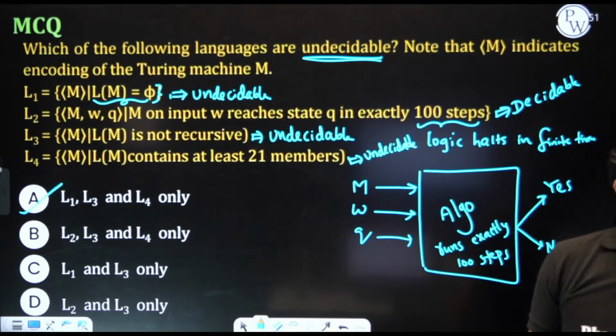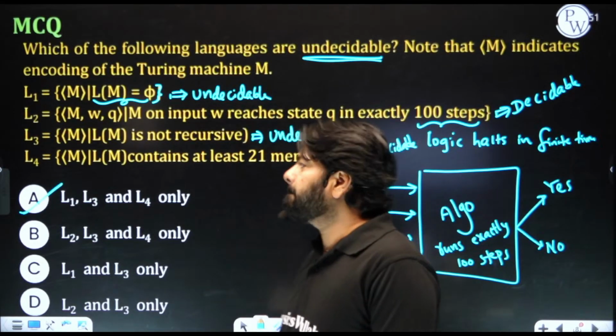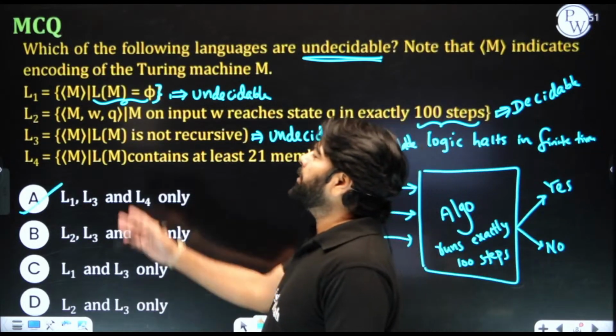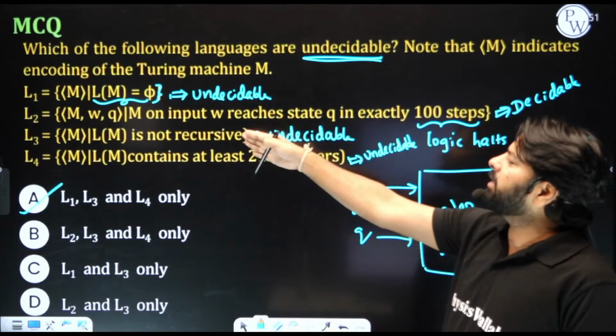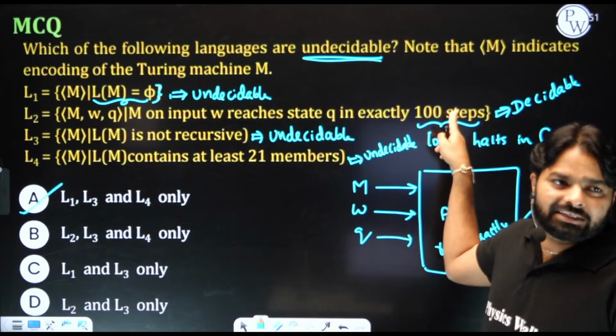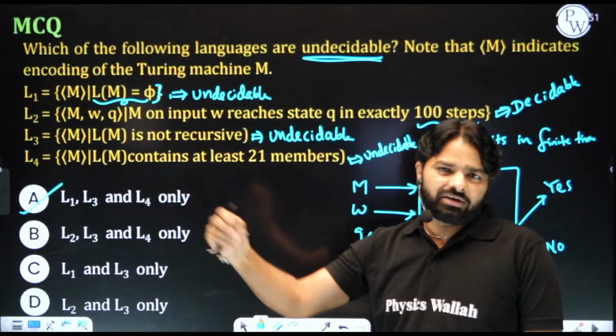For RE language, a membership problem is undecidable, correct? But this is not the membership problem. This looks like a membership, but when you run the W, you have another target, whether you are able to reach the state Q in exactly 100 steps. So here you are going to put a limit how long you are going to run the string.